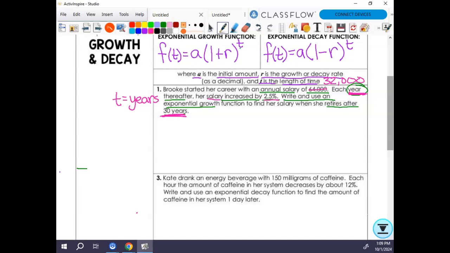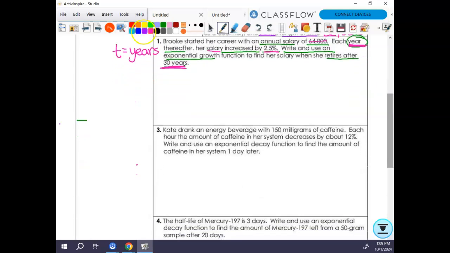So we're going to say that f of t is going to be equal to our initial salary, which is $32,000. I have no idea why I changed that number. And I'm going to multiply it by 1 plus, do I add 2.5? No. What do I add? 0.025. You don't have to put that first zero, and a lot of times I don't, to the t power.